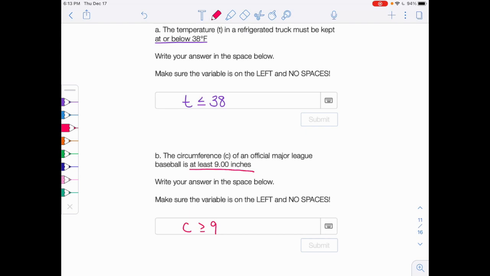Can you be 40? Yes. Can you be taller than 48? Yes. Can you be shorter than 48 to get on the Ferris wheel? No, that does not work. So at least means greater than or equal to.